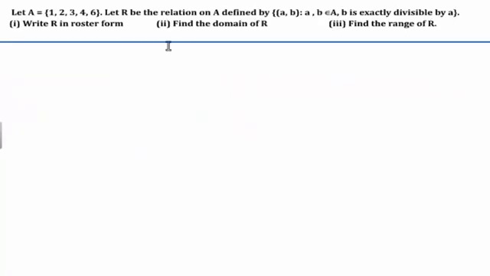This question says, let the set A be equal to {1, 2, 3, 4, 6} and let R be the relation on A defined by the ordered pair (a, b) such that a, b both belong to A and b is exactly divisible by a. You have to write R in roster form, then find the domain of R, and finally find the range of R. Let us proceed with the solution of this question.